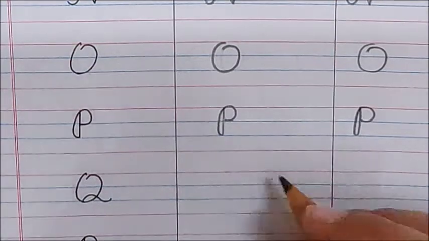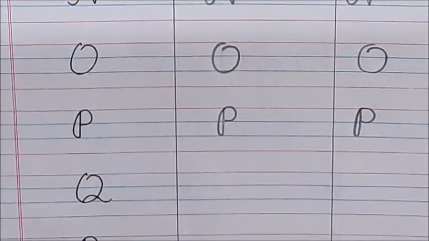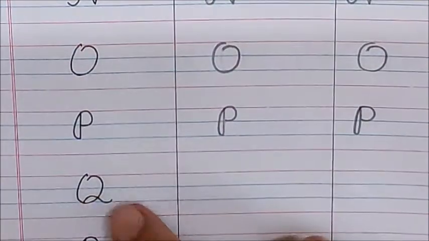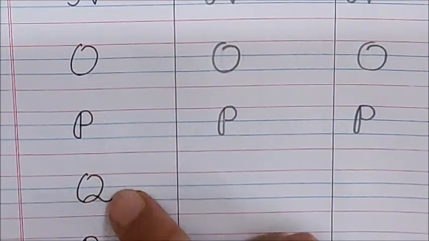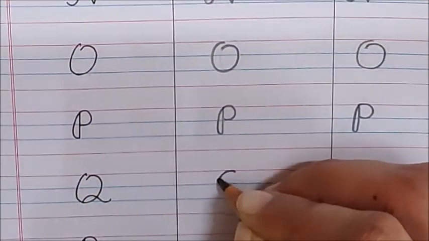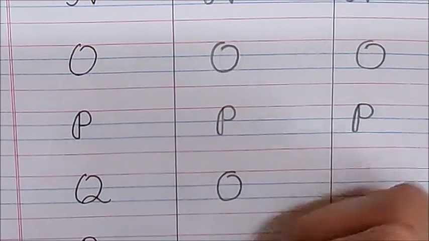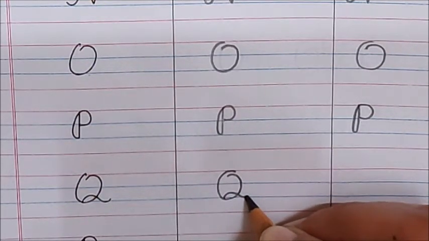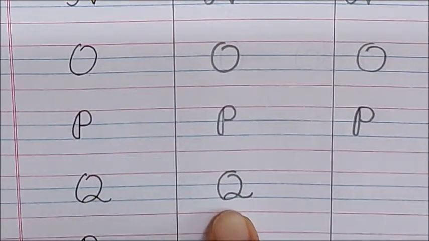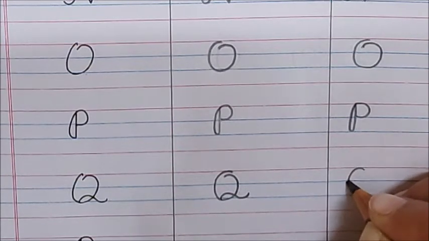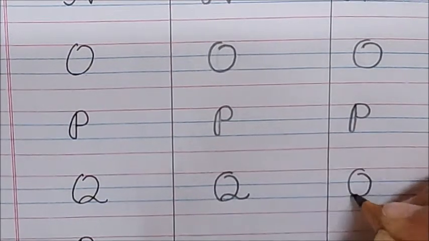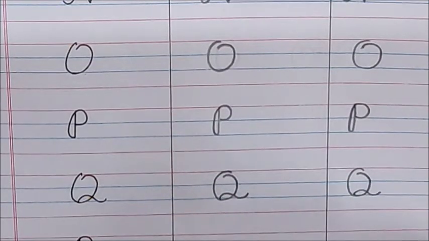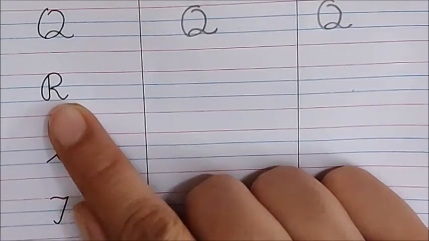O, P, Q. Q is just like letter O. But what is the difference between the two? This is letter O and this is letter Q. What is the difference here? The tail, the long tail. Make O first. Okay, see I did not close it. Now here, you have to go up. Now bring it out. Okay, this is letter Q. Again make it. First make O. And now you have to make the tail. Go up and bring it out. Q. Next letter is R.